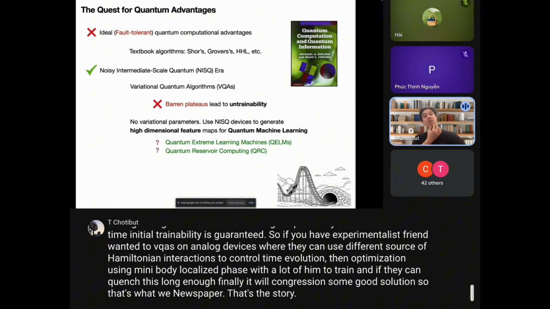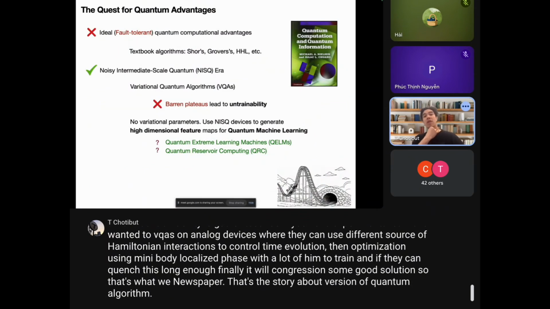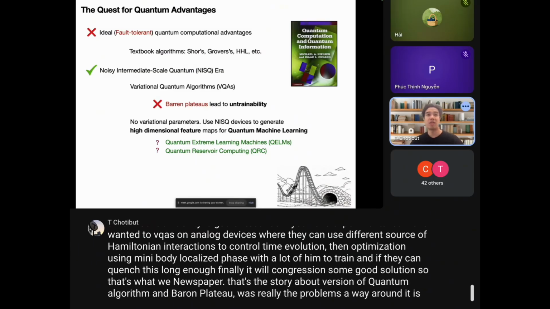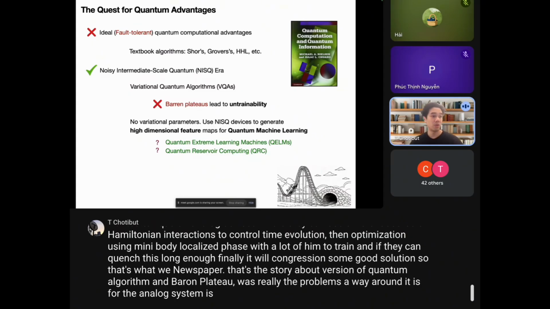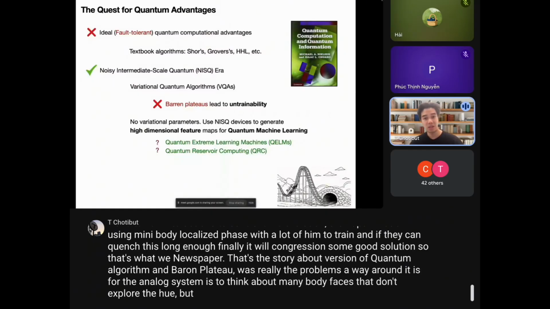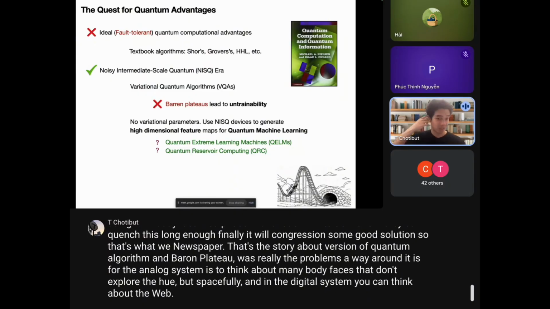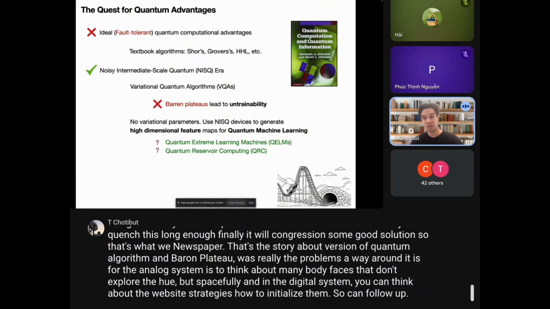That's the story about variational quantum algorithms, and barren plateau was really the problem. The way around it for the analog system is to think about many-body phases that don't explore the Hilbert space fully. And in the digital system, you can think about warm start strategies, how to initialize them so you can follow up with the trainability.